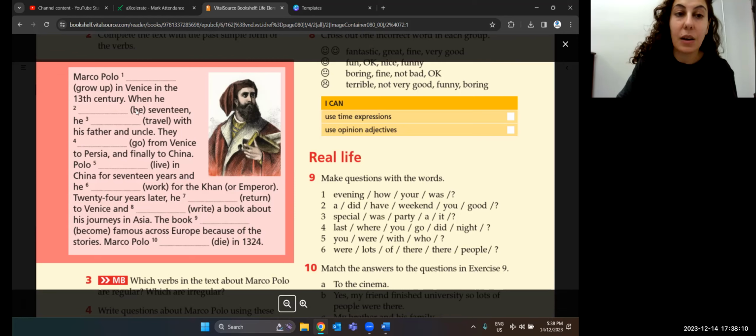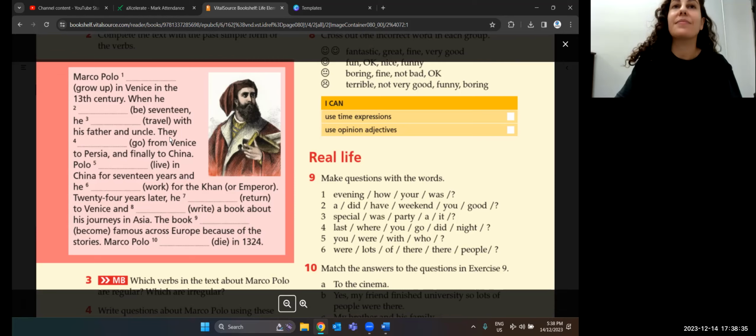When he, now I've got the verb to be, we're talking about age. When he was 17, he traveled. So that's a regular past verb. Make sure you add the ed, double the L, add the ed. He traveled with his father and uncle.